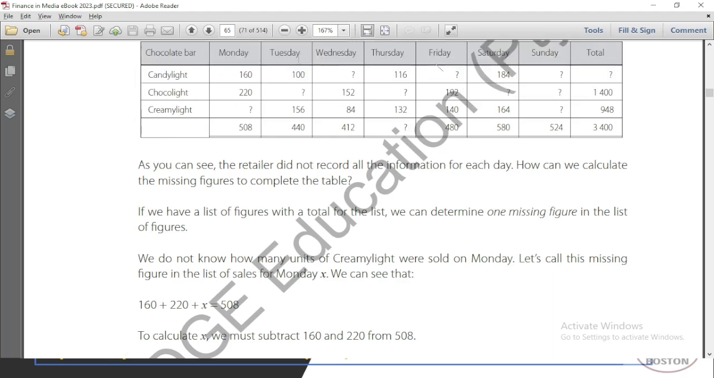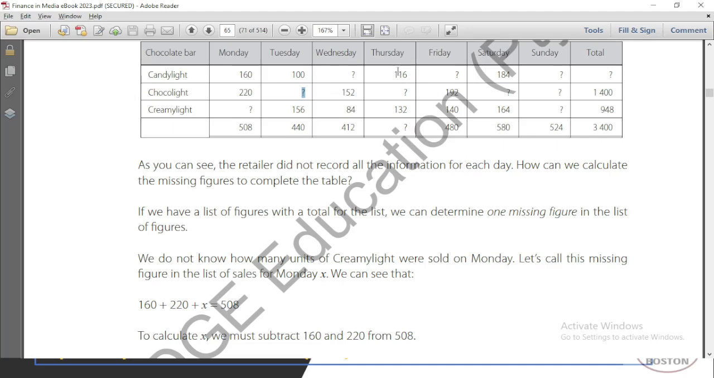Then you do the same for Tuesday: 100 plus x plus 156 equals 440. Therefore, you solve for x by saying 440 minus 100 minus 156. This will give you the specific answer for this specific chocolate. And then you do the same for Wednesday.